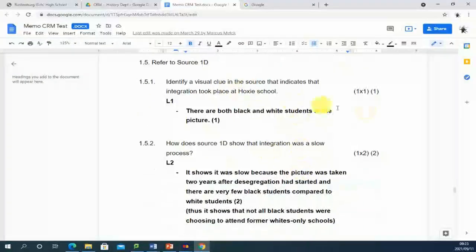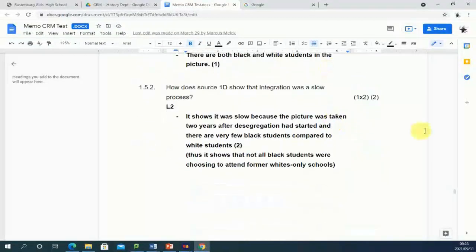So, identify a visual clue in the source that indicates that integration took place at Hoxie School. Level 1 question. Okay, there are both black and white students in the picture. How does 1D show that integration was a slow process? Okay, it shows it was a slow process because the picture was taken 2 years after desegregation.